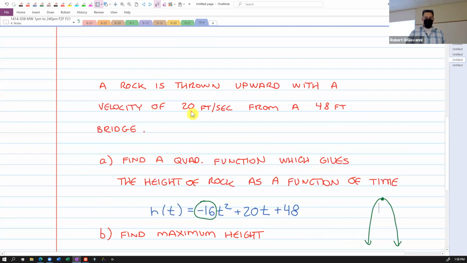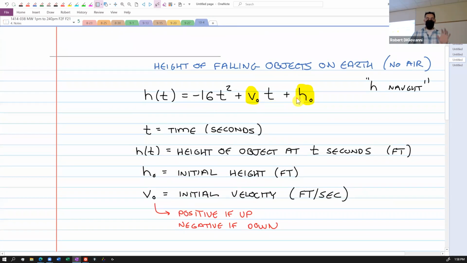Well, we were given the velocity of the rock as it left the person's hand, right? Yes, the velocity of the rock when it left the person's hand is 20 feet per second. And we're given the height at which it left the person's hand. That's all you need. That's what I'm saying about this formula. This formula will always tell you exactly where something is. All you have to provide is how high it was when you started and what the initial speed was.